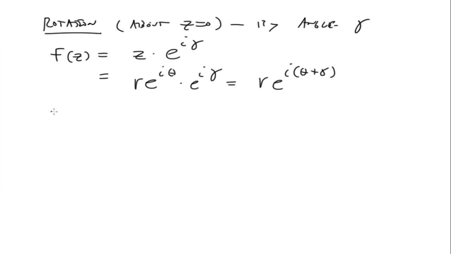Okay, so let's just get an idea of what this does. If I have some point there at angle theta, and I have some gamma, and I want to rotate that point a little ways, it could be that my gamma is there, and my new point is there. So that's z, and this would be f of z right there. So that would be the rotation.